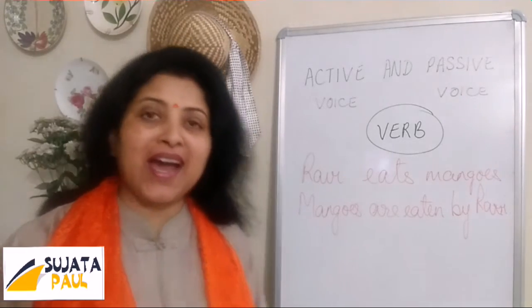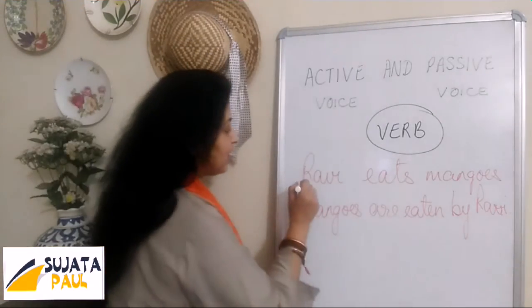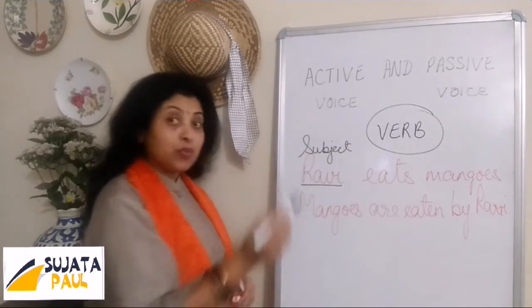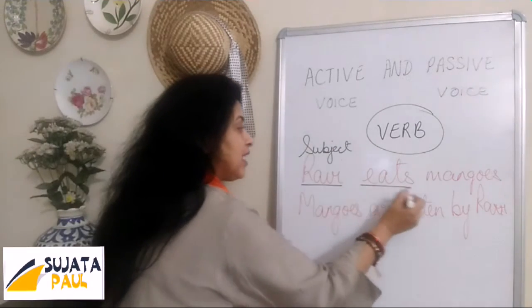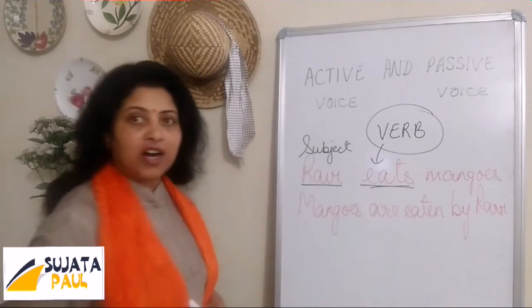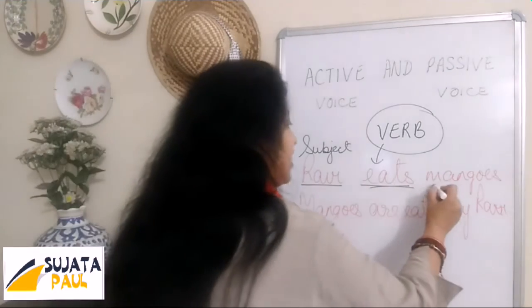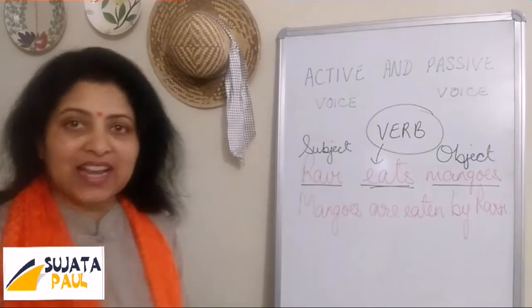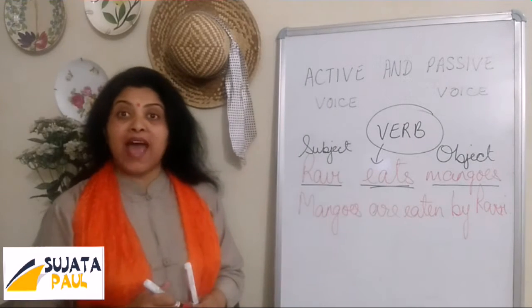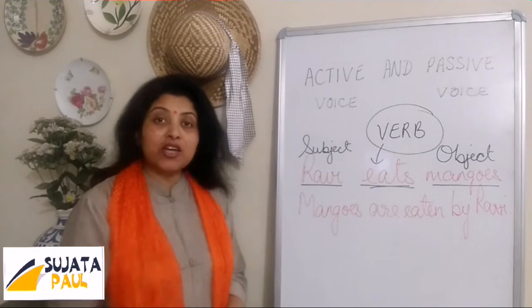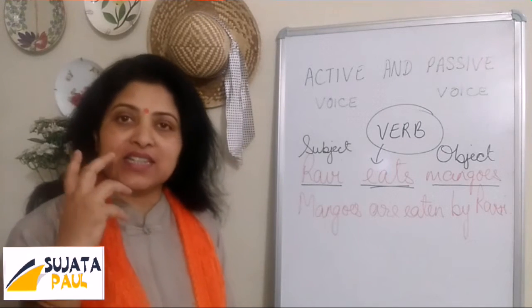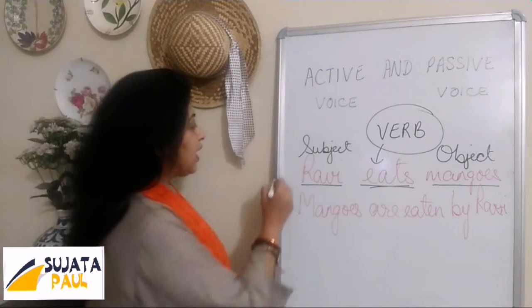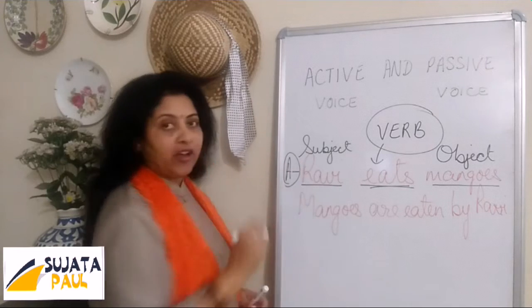So what am I trying to say? I am trying to say that here Ravi, who is the subject, is very important. And what is he doing? He is eating. That means this is the verb. And what is he eating? Mangoes. That is the object. Is that clear till here? And this shows action. But who is doing the action? Ravi. Who is Ravi? The subject. So when the subject is important, then we have the active voice.